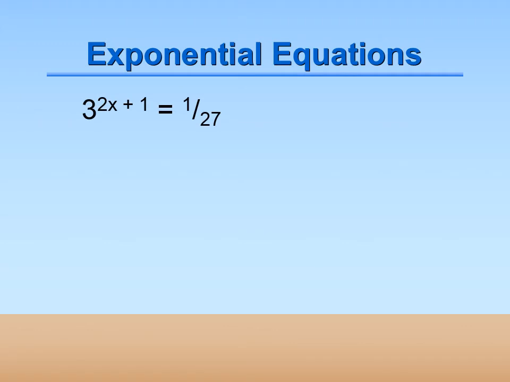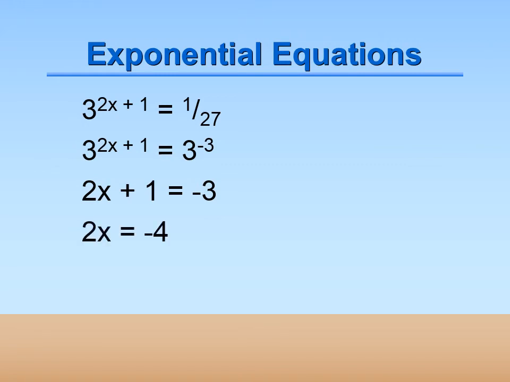Let's try this one. 3 to the 2x plus 1 equals 1 over 27. Well, 27 is 3 to the third power. But if that's in the denominator, we don't want that 3 to the third power to be in the denominator. We want it to be in the numerator. So we'll make our exponent negative. So 3 to the negative 3. So now we got 3 to the 2x plus 1 equals 3 to the negative 3. We can set our exponents equal to each other. So 2x plus 1 equals negative 3. And then we solve for x. First we subtract 1. And then we divide by 2, giving us the answer x equals negative 2.